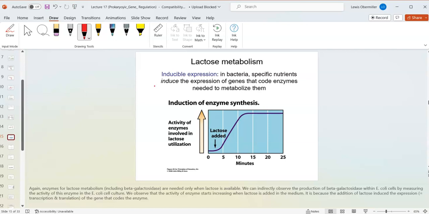So this is just showing you that lactose is an inducible expression. That means that if I add lactose to a bacteria, it turns these genes on. And if lactose is absent, then the genes turn off. There's other regulation in that, but basically, if you add lactose, it doesn't take long, and you get synthesis of the enzymes required to break down lactose. That's why it's called inducible expression.